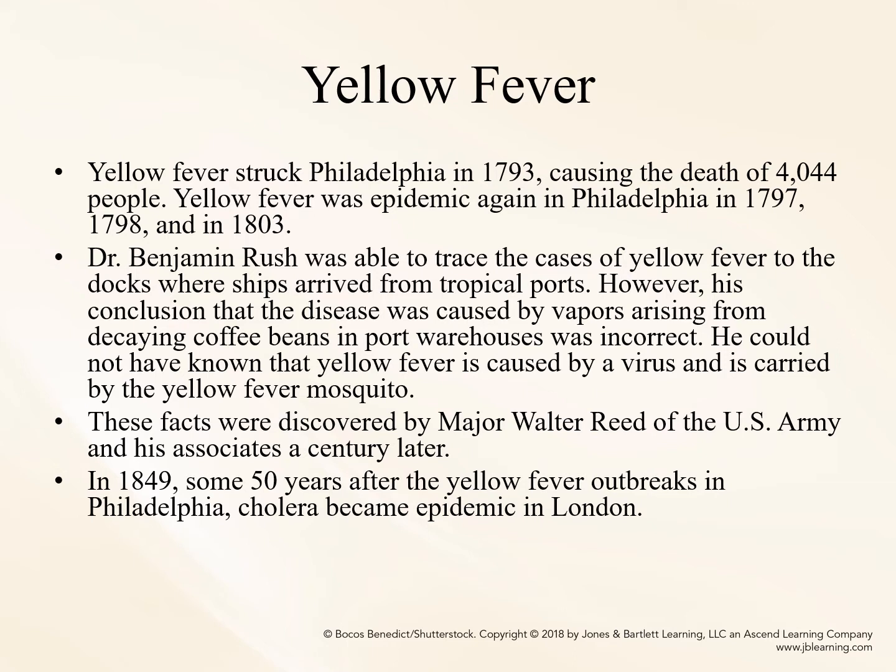However, his conclusion was that the disease was caused by vapors arising from decaying coffee beans in port warehouses. Not surprisingly, he was incorrect. He could not have known that yellow fever is caused by a virus and is carried by the yellow fever mosquito. These facts were discovered by Major Walter Reed of the U.S. Army and his associates a century later. In 1849, some 50 years after the yellow fever outbreaks in Philadelphia, cholera became an epidemic in London, and this is where we really start the epidemiological history with John Snow.